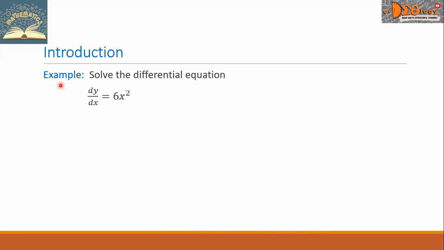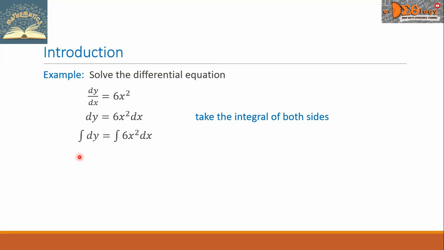Let's see this example. Solve the differential equation dy over dx equals 6x squared. Let us treat the dy over dx as a common fraction. Let us cross multiply dx to the right side. So we have now dy equals 6x squared dx. And then we will take the integral of both sides. We will have now the integral of dy equals the integral of 6x squared dx.